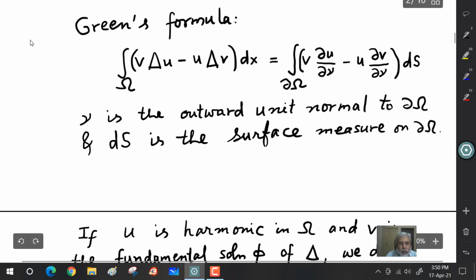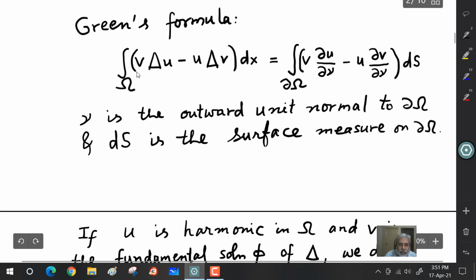So suppose omega is a bounded domain with smooth boundary. We require that smooth boundary so that the divergence theorem can be applied. Okay, so recall this Green's formula.